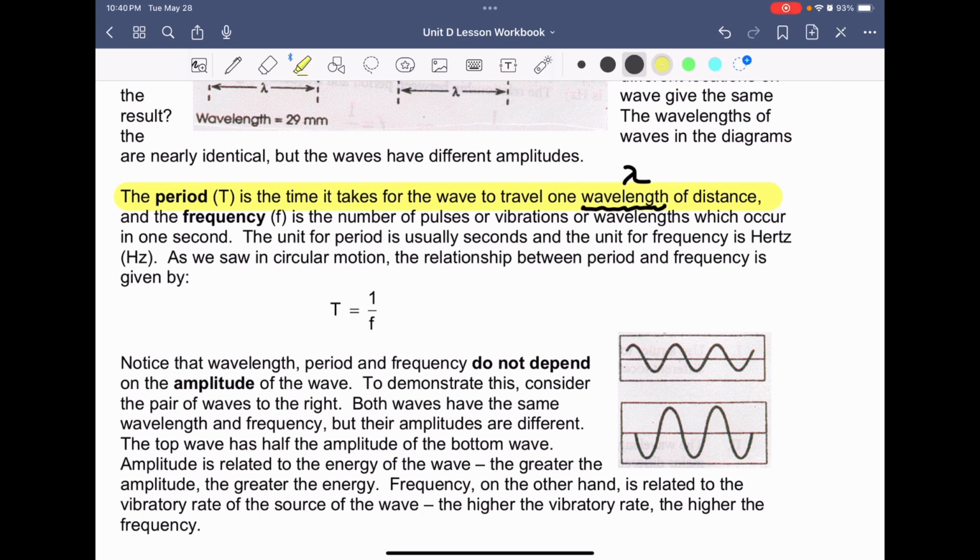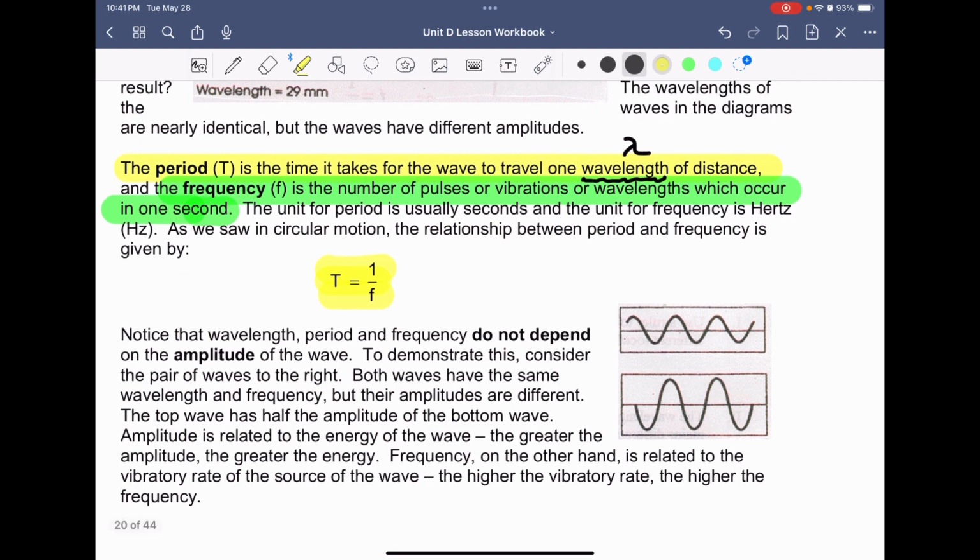Now, the frequency is how long it takes in order to complete one of these given wavelengths. And let me backpedal that a second. It's the number of pulses or vibrations or wavelengths which occur in 1 second. So how many wavelengths would pass by, or how many wavelengths exist in a given region for a certain amount of time. And on our formula sheet, we've been given this formula even in our past unit, and in the beginning of this unit, so we're very familiar with this.